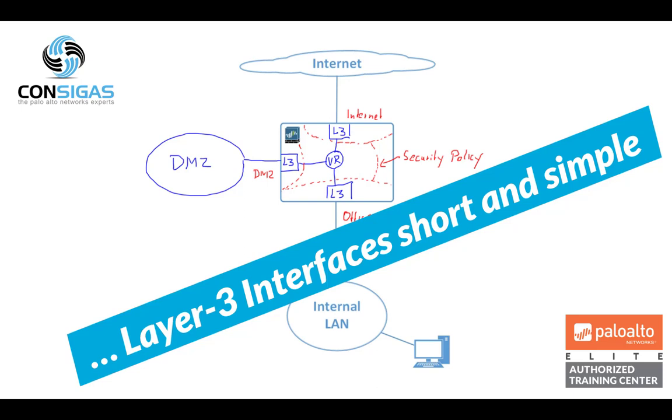Layer 3 should be your preferred deployment method for the Palo Alto Networks Next Generation Firewall. Let me explain the concept. Short and simple.